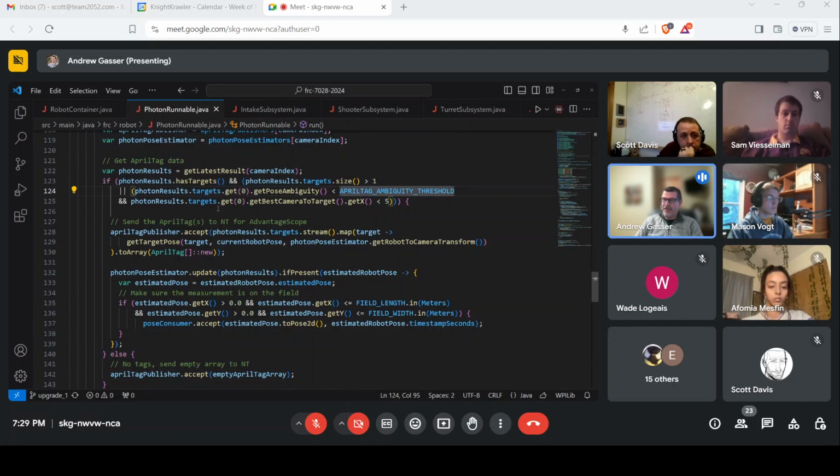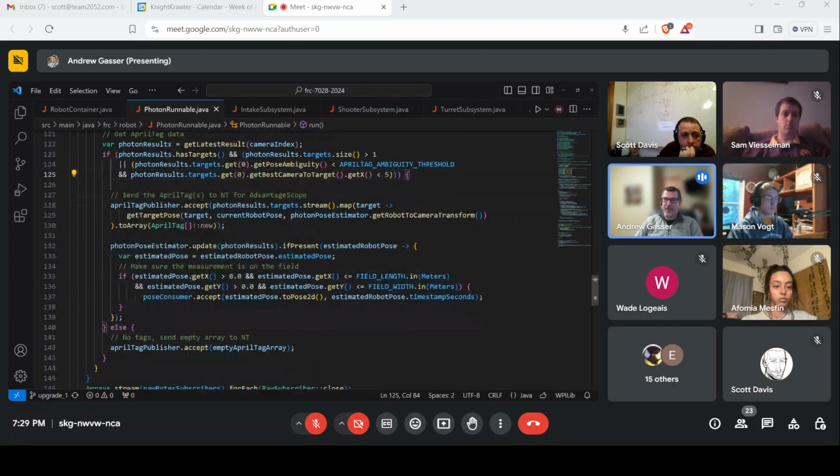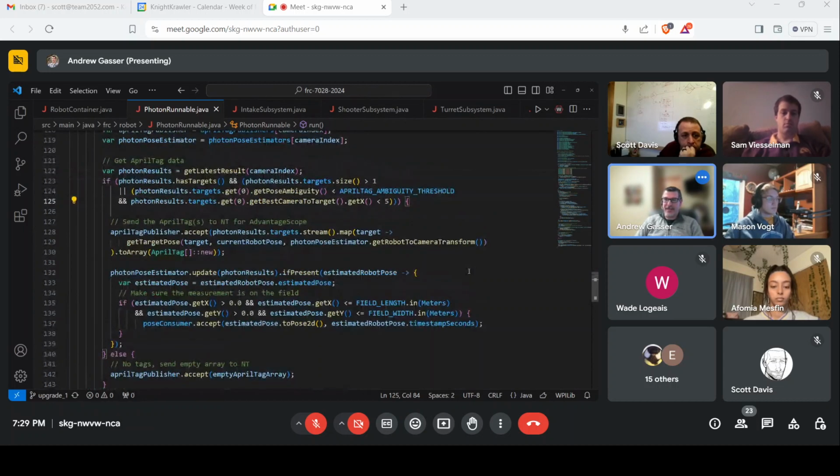And then here's where we say if we're only seeing one tag, get that tag, is it more than 5 meters in the X direction in front of the camera, and then throw that out. And then the other filter that we do is just check if the pose that it gives you is on the field, like a total sanity check, just to say don't feed that into the filter if it thinks it's off of the field. So we do fairly basic filtering that way, and that seemed to work pretty well for us during teleop.